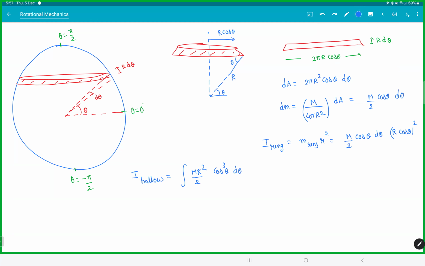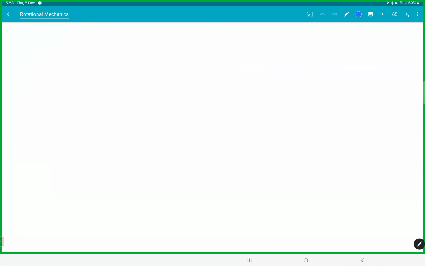And this is not the first time. Again, I'm telling you, this will repeat in fluid mechanics. This will repeat in electrostatics, gravitation, magnetism. This will just keep popping up in modern physics. Wherever you see a hollow sphere, this is the idea. Any doubts on this page? Now, how to integrate cos cube theta? Let me show you in the next page.